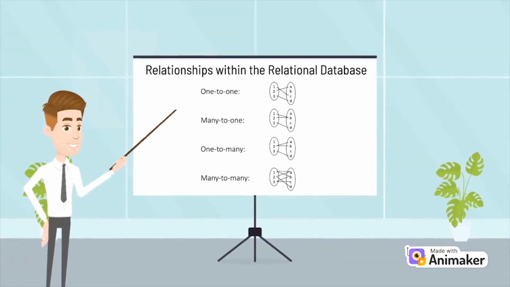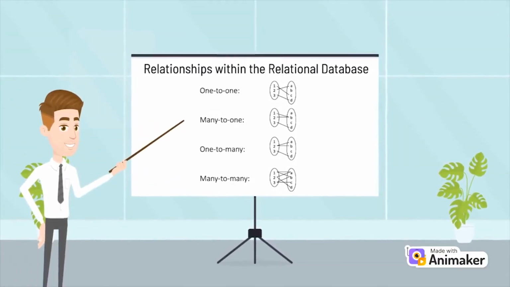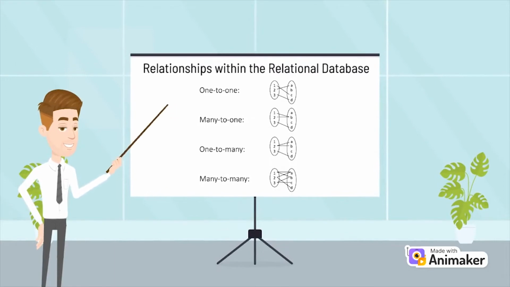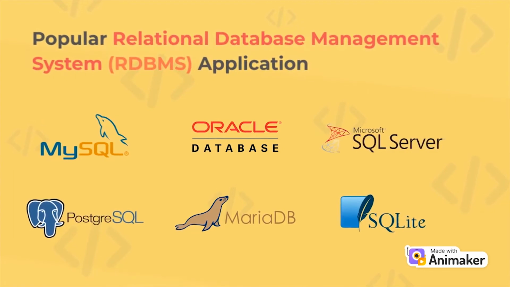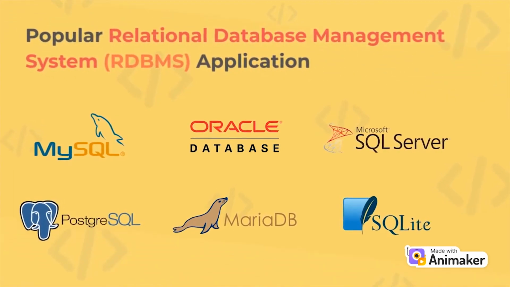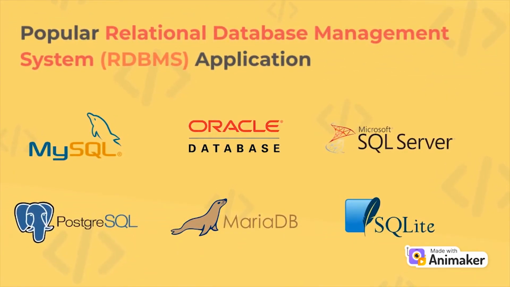Relationships within the relational database. First is one-to-one relationship. One entity can be related to only one other entity and vice versa. Second is many-to-one, the norm for relational databases. Many-to-many relationship is implemented by creating a new entity in one-to-many relationships with the original entities. Popular relational database management system, RDBMS, applications: MySQL, Oracle Database, SQL Server, PostgreSQL, MariaDB, SQLite.